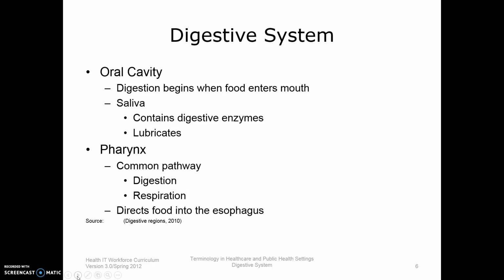The second step occurs in the pharynx. The pharynx is a common pathway for both digestion and respiration. The pharynx is therefore part of both the digestive and respiratory systems. Its purpose in the digestive system is to direct food into the esophagus.